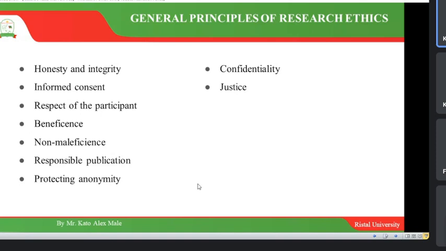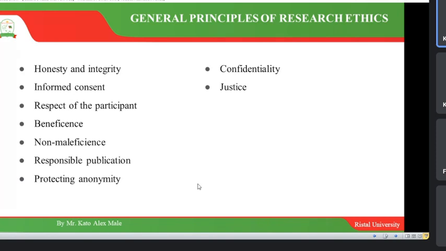Then beneficence: try to ensure that your research is advantageous to the individual, to the community, and to the science world. Non-maleficence: do not harm your participants. That's what we mean there.